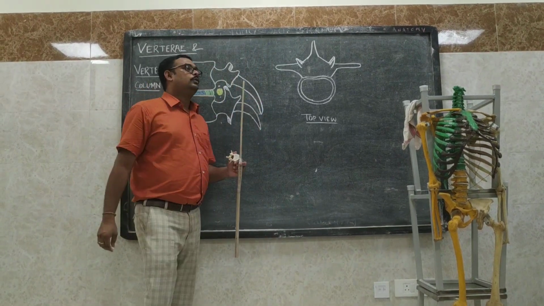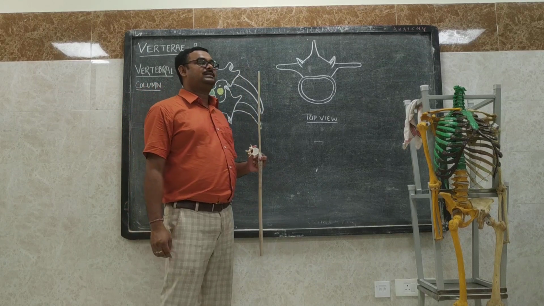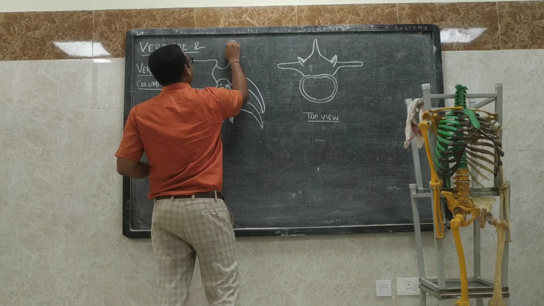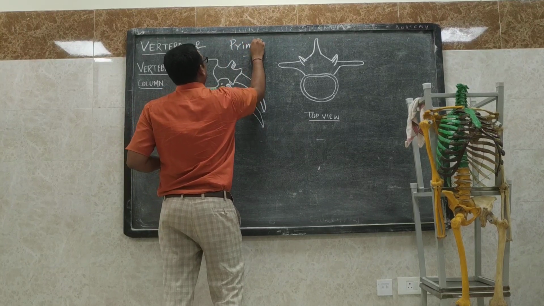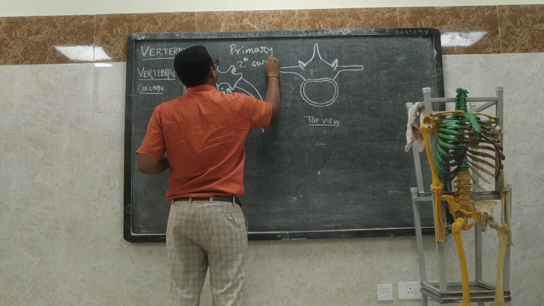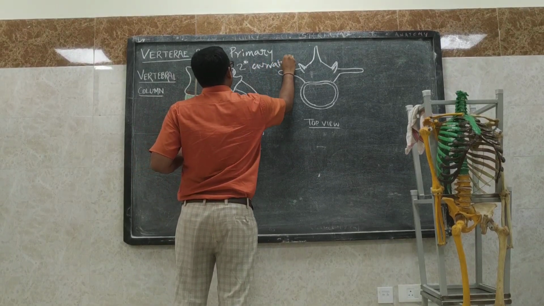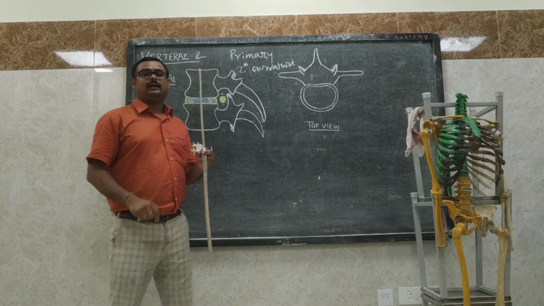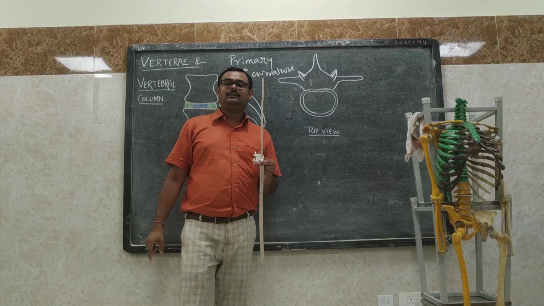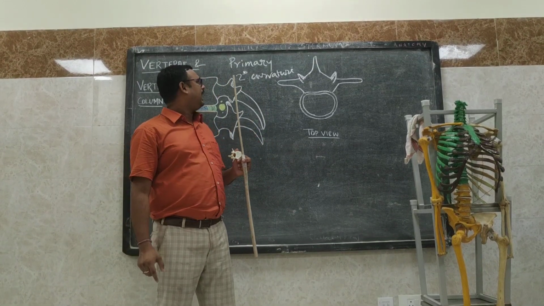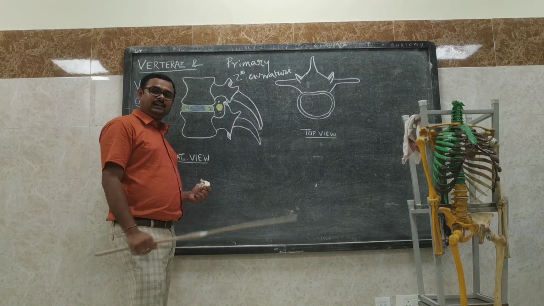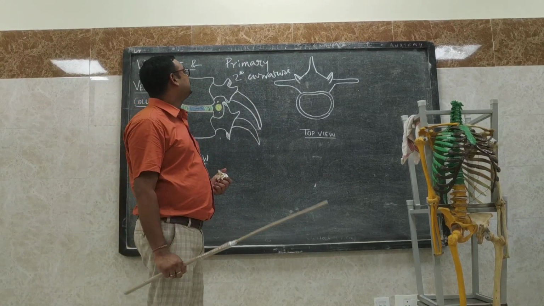Now, the vertebral column presents with two curvatures. One is the primary curvature, and another one is the secondary curvature. Now, primary curvatures are present at the level of thoracic and sacral regions, and the secondary curvatures are present at the level of the cervical and lumbar regions.